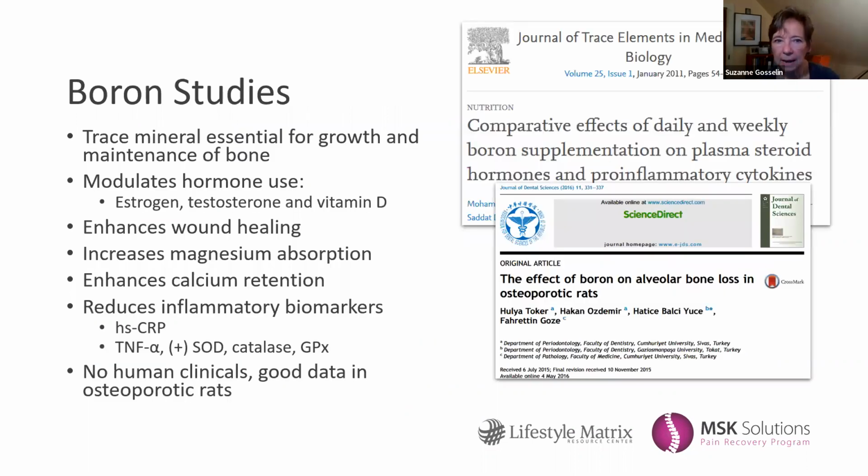So boron has some very interesting beneficial effects. Not a whole lot of human trials, but there's very good data on osteoporotic rats, which I know isn't always the best way to get our information, but this is what we've got to work on. But the results are very favorable here, which is that boron was shown to increase magnesium absorption. It helps us to hang on to our calcium, and it reduces other inflammatory biomarkers. So it's very good to have this trace mineral on board for bone health.